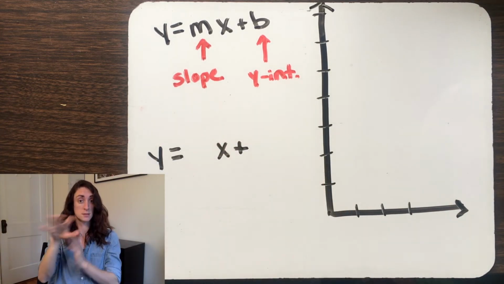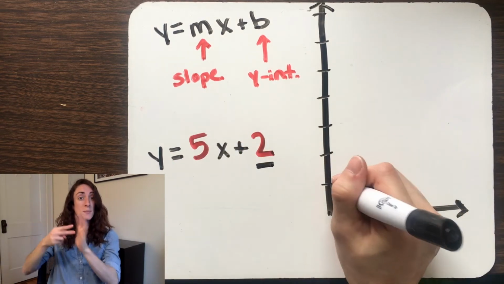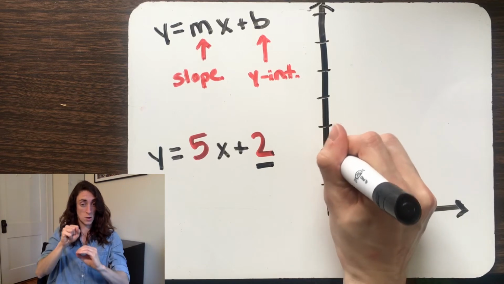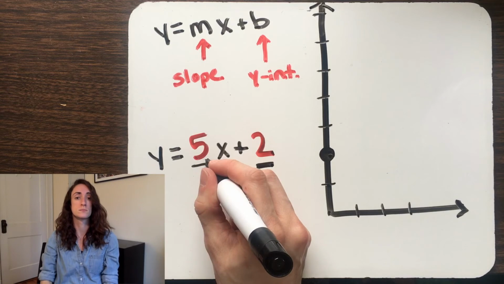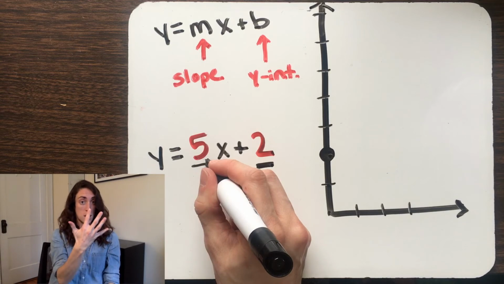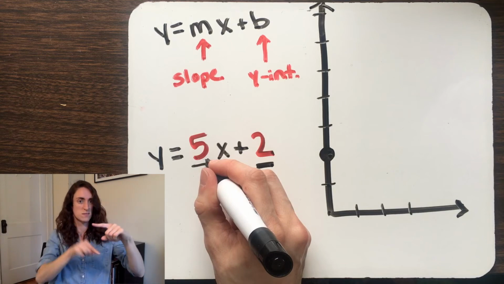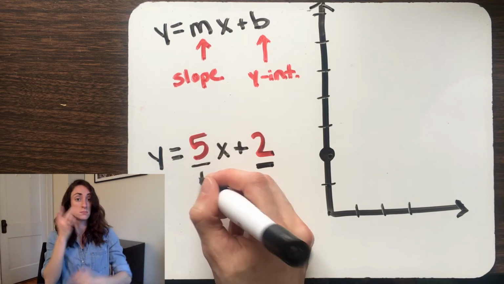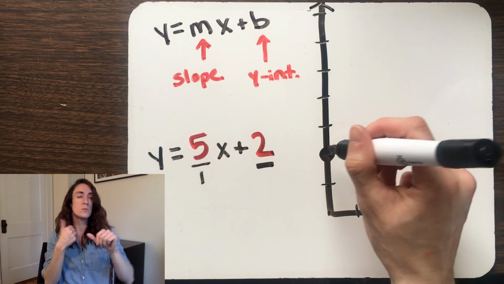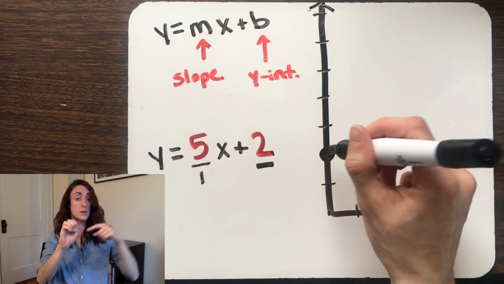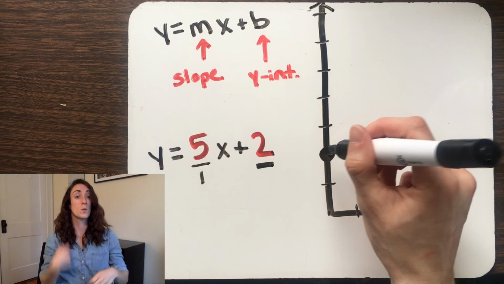So for example, suppose we had y equals 5x plus 2. So 2 is the address, or the starting point we go to. It's the y-intercept. So we can put a point on the y-axis at 2. And then 5, we're going to want to write that as a fraction, 5 in the numerator and a 1 in the denominator. Because you might remember from learning about slope in my previous video, slope tells us how to move up and down and how to move left and right. So the numerator 5 will tell us how to move up and down, and the denominator 1 will tell us how to move left and right.